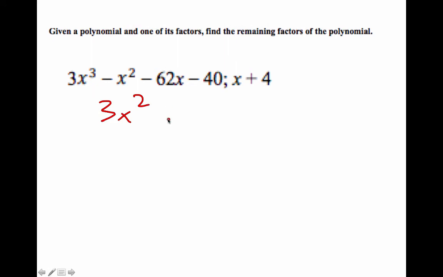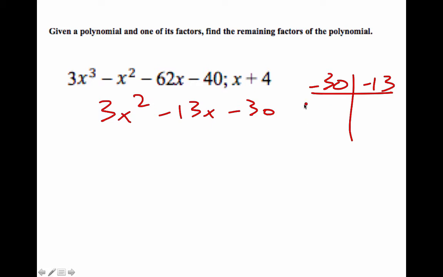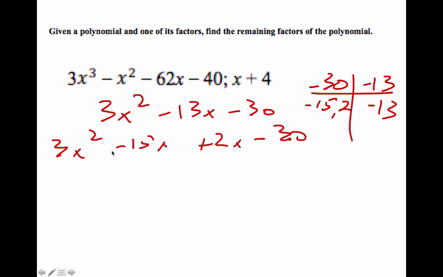3x squared, what was it? Minus 13x minus 30. That's not 13 and 3, you genius. That's negative 15 and positive 2. Boy, check your math once in your life. Holy cow. 3x squared minus 15x plus 2x minus 30. This is going to work a lot better. Boy, I was talking pretty smart back there, thinking I knew what I was doing.